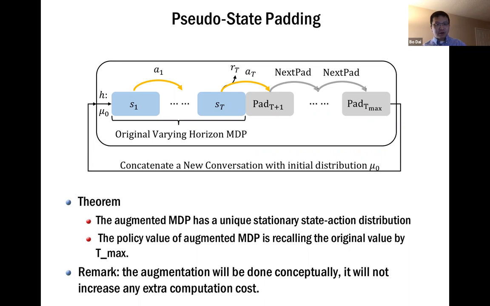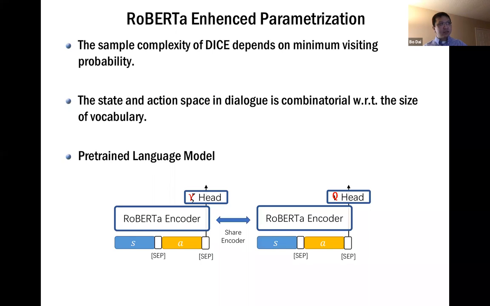And the second one is, as we mentioned, to make sure the DICE application actually succeeds, we need to make sure every state action has some minimal visitation probability. But in this language application, the state and action are combinatorial with respect to the size of the vocabulary. Especially as we define the state to be concatenated with the previous whole history, I don't think this assumption is valid anymore. So that means DICE is not directly applicable here.